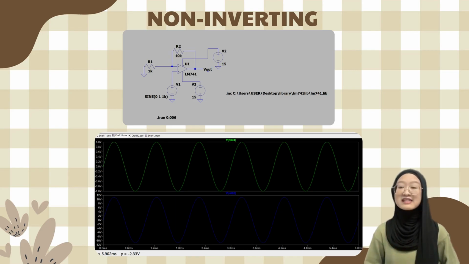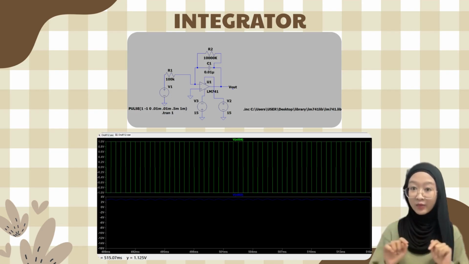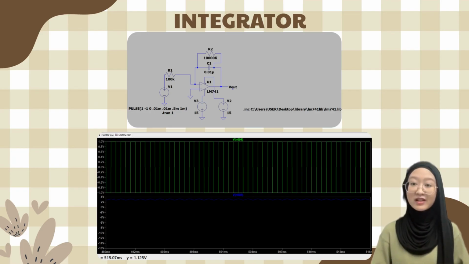The voltage gain is calculated as 1 plus R2 over R1, whereas the output signal is in phase with the input signal, with high input impedance. The integrator amplifier uses a capacitor in the feedback path instead of a resistor, so that the output is proportional to the time integral of the input voltage. A square wave input is applied, and the output is in the shape of a triangular wave.